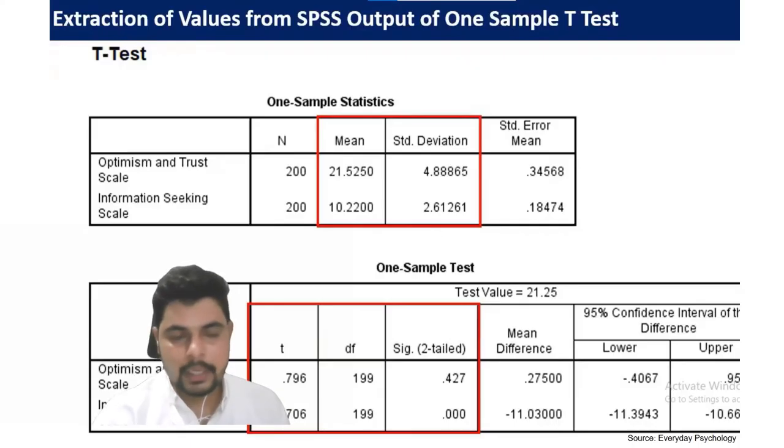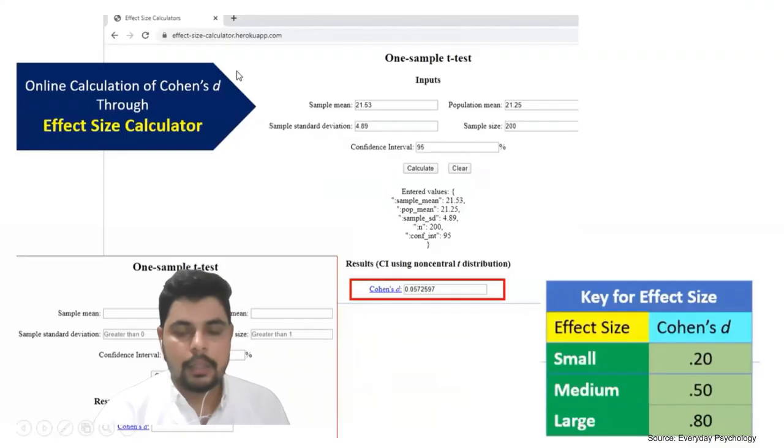You can see that for the variable, the optimism and trust scale, the t value is 0.79, and then we move toward the significance two-tailed value. There we see that the first variable is non-significant while the other variable is significant, because the p-value is less than 0.05. So in this way, we find out which values we need, and then we interpret them in our results.